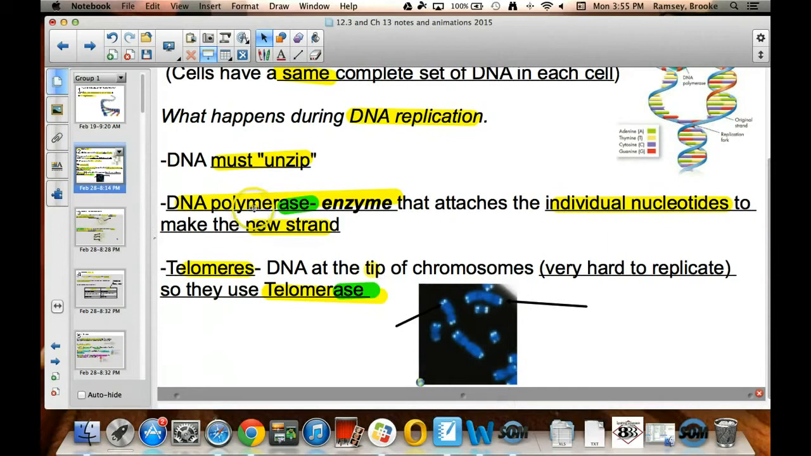Now, the tops and the bottoms of DNA strands are really challenging to replicate. So there's a different enzyme that helps with that process, which is telomerase. And remember, -ase, it's an enzyme to help speed up that process. So what happens at the top and the bottom of DNA, which we call telomeres, these enzymes will work at those sections that are very hard to replicate to make sure that they add the individual nucleotides at those places.